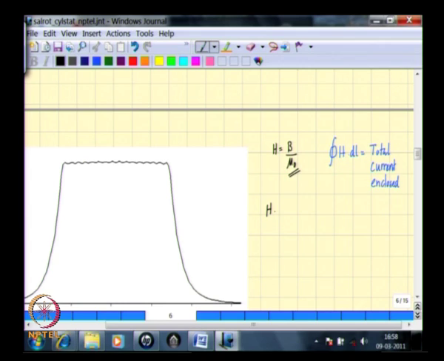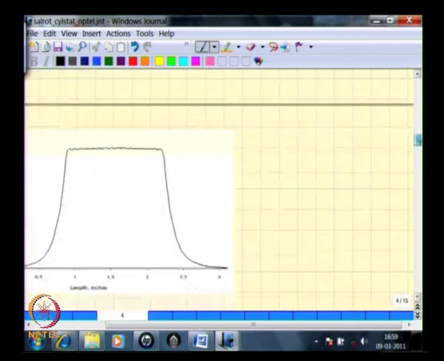H in the air gap on the left hand side, let me write it as HGL, multiplied by the length of the air gap on the left hand side, plus H in the rotor multiplied by the length of the path in the rotor, plus H in the air gap on the right hand side multiplied by the length of the air gap on the right hand side. These two lengths are identical, that is how the machine is normally made. Plus you will have H on the stator multiplied by the length on the stator.